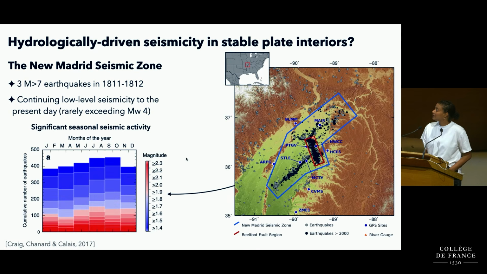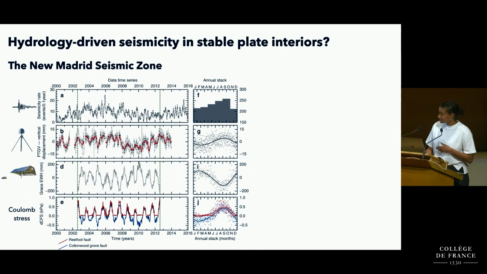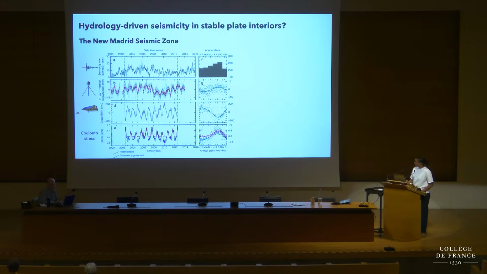And in fact, if we look at the seismicity catalog and we try to stack everything over a year, and we look at the cumulative number of earthquakes as a function of the magnitude here as well, you can see that you have significantly more earthquakes in the months of July to October. And this is significant, it's not noise. And we try to explain this by looking at multi-technique observations.